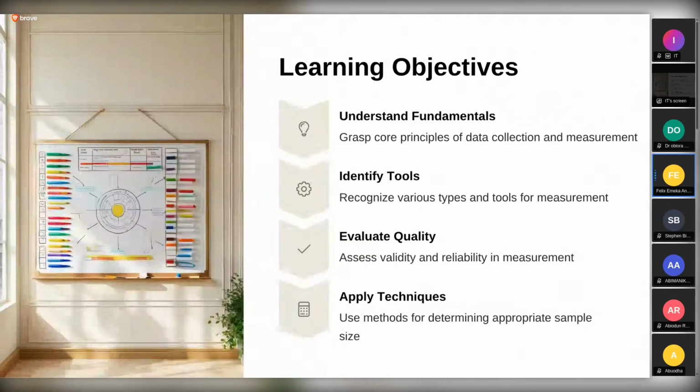So we would understand fundamentals, and grasp core principles of data collection and measurement. We will recognize various types and tools for measurement. We'll assess validity and reliability in the measurement. And we would also use methods for determining appropriate sample size.